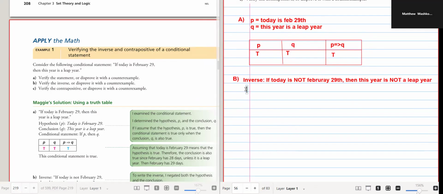Again, in this case, you draw your little symbol. So the inverse of P is not February 29th. The inverse of Q is it's not a leap year.